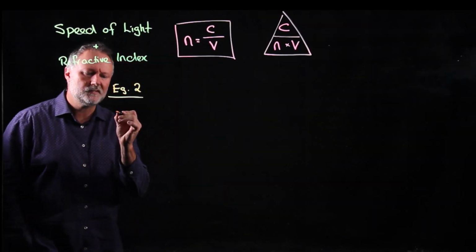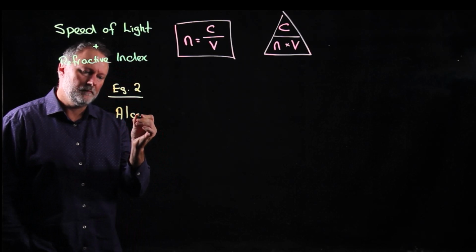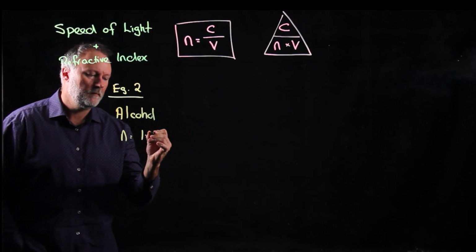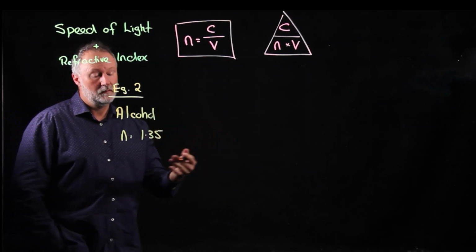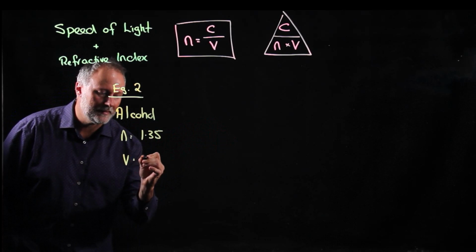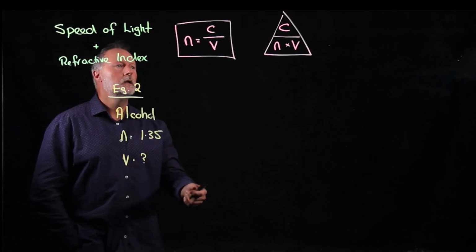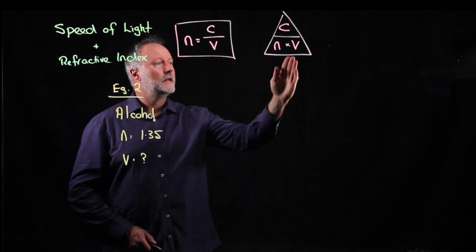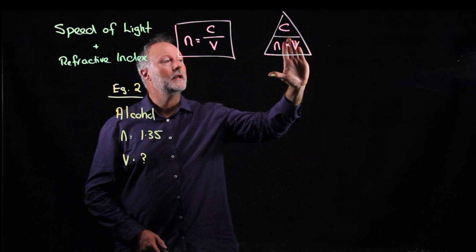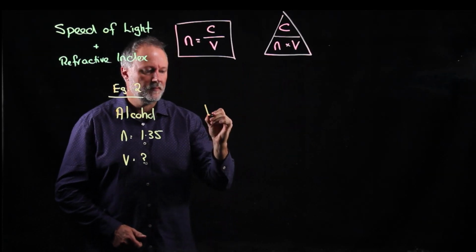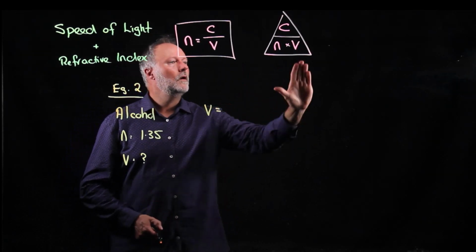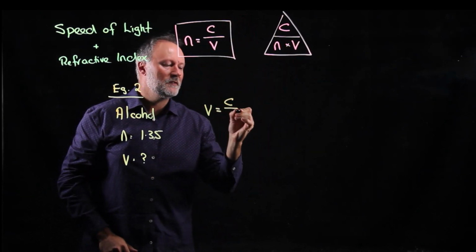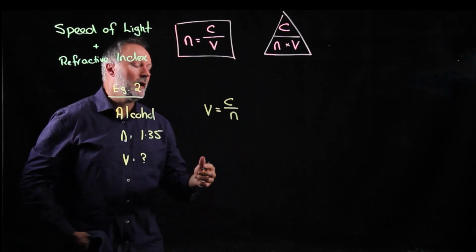Example number 2. Let's consider alcohol. It has a refractive index of 1.35. And I would like to find out what is the speed of light in alcohol. Let's go to our equation. This time, instead of trying to find n, the refractive index, we want to calculate v, the speed of light in the material. So v is equal to, when we cover over v, we're left with c over n. So v is equal to c over n.